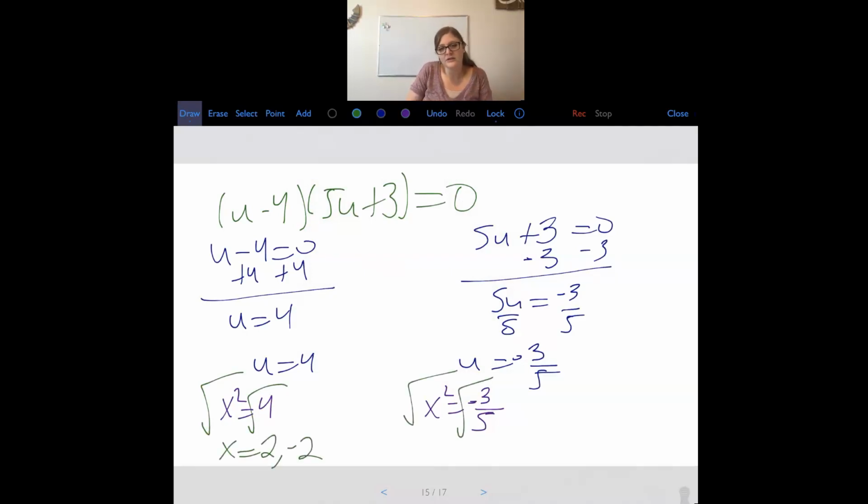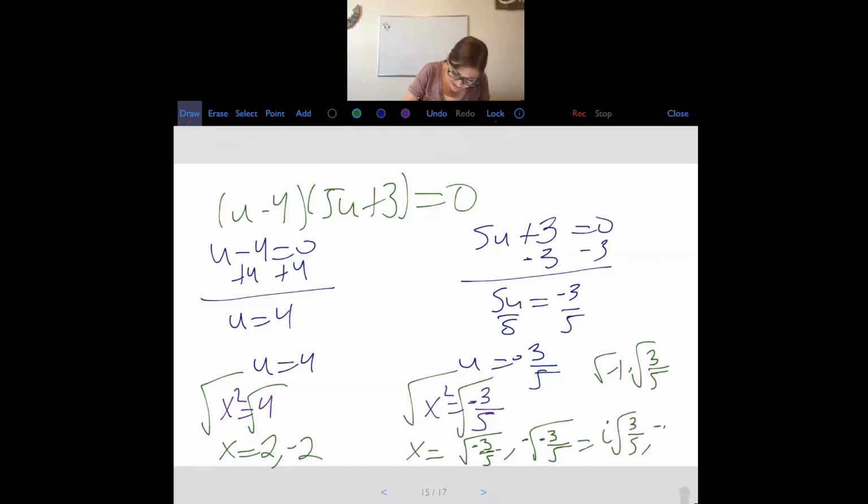And for x squared equals -3 over 5, when we take the square root, we get x is equal to plus or minus the square root of -3 over 5. Okay, remember when we have a negative inside, it's the square root of -1 times the square root of 3 over 5. So i is going to show up here. We get i square root 3 over 5, -i square root 3 over 5. So I'm going to circle all of my answers in pink. Okay. So these are our 4 solutions.